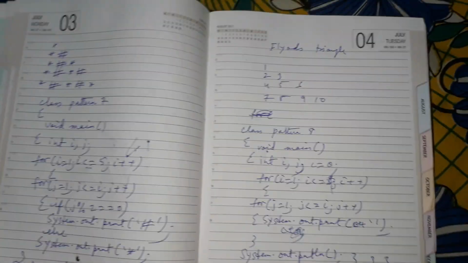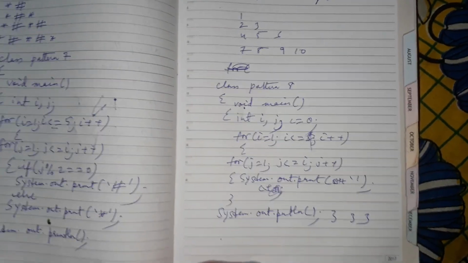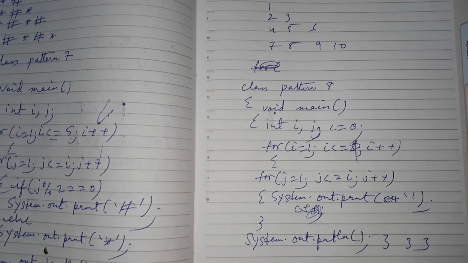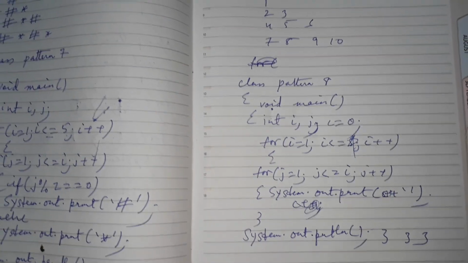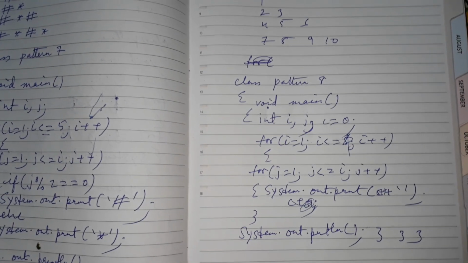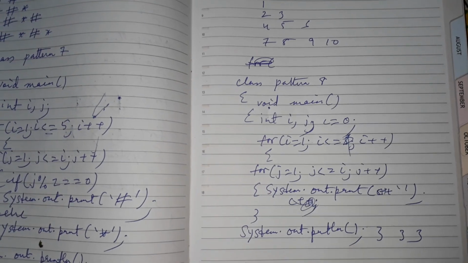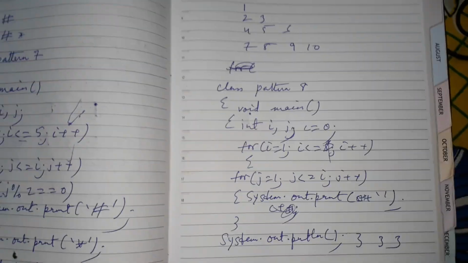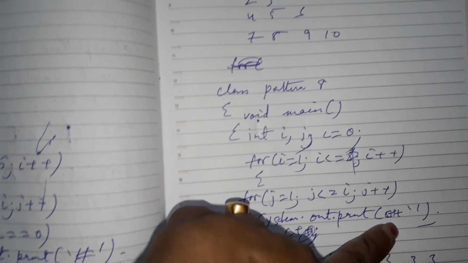Then you have the Floyd's triangle. Over here you are printing 1 2 3 4 5 6 7 8 9 and 10. So here you will print the value of C. Okay, so C is 0 and you print C plus plus.